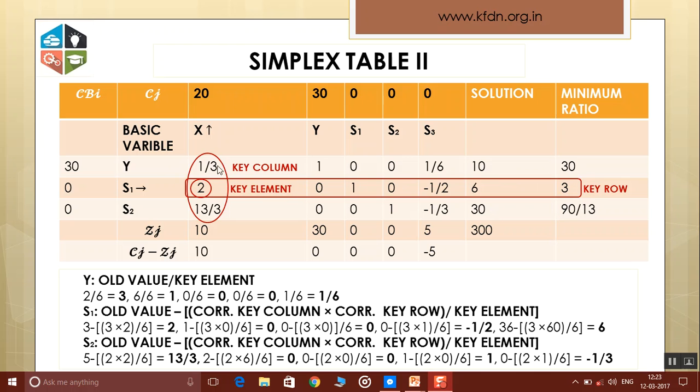Intersection of the key column and the key row determines the key element, which is 2 over here. Now the basic variable above the key element is the entering variable, and the basic variable adjacent to the key element is the exiting variable or the departing variable. Now we'll again move further to the next table.